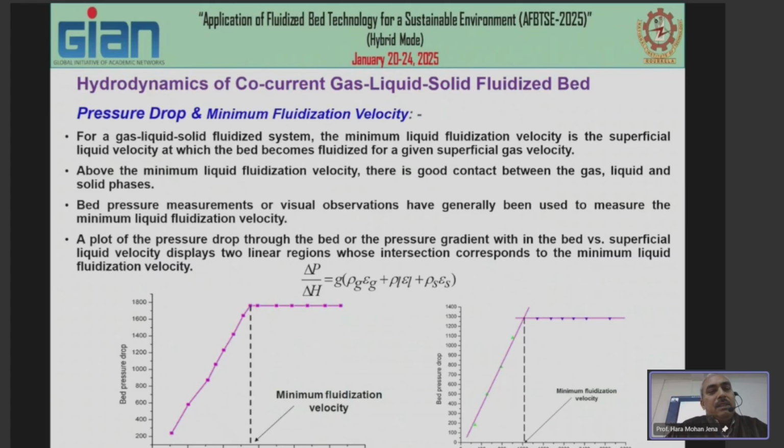Now we will discuss the hydrodynamics of co-current gas liquid solid fluidized bed. So the main parameters are the pressure drop, minimum fluidization velocity, and the phase hold-ups, like gas phase hold-up, liquid phase hold-up, solid phase hold-up, and your bed expansion, which is measured directly, and indirectly the bed porosity is measured from the bed expansion. So first the pressure drop and minimum fluidization velocity.